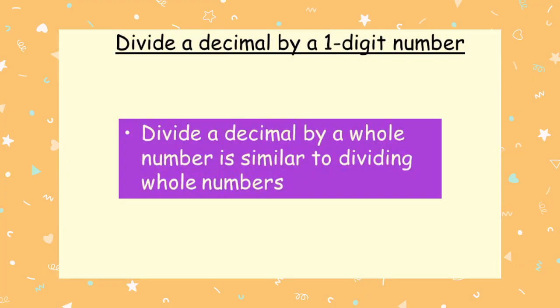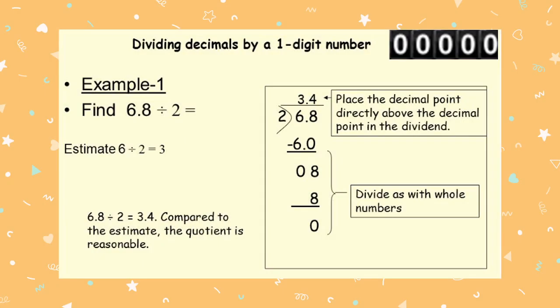Let's begin by saying that dividing a decimal by a whole number is similar to dividing whole numbers. Look at this example, 6.8 divided by 2. If we estimate and round to 6, we can say that 6 divided by 2 will give us 3. So we begin the process. 2 times 3 will give us 6. Since it is a decimal number, we'll add a decimal point with a 0, subtract, and it'll give us 8.